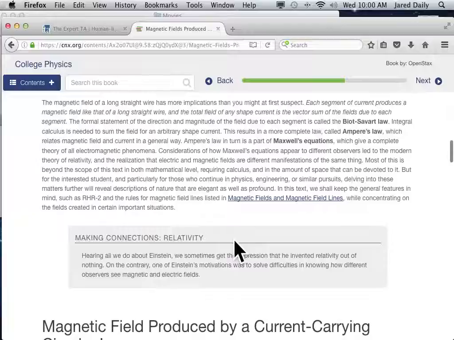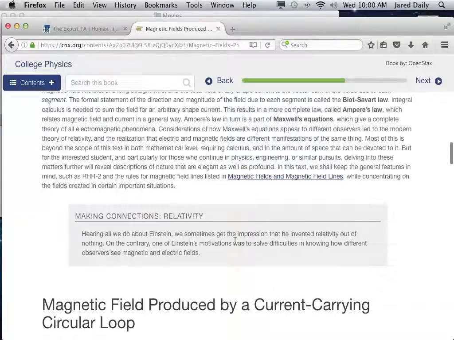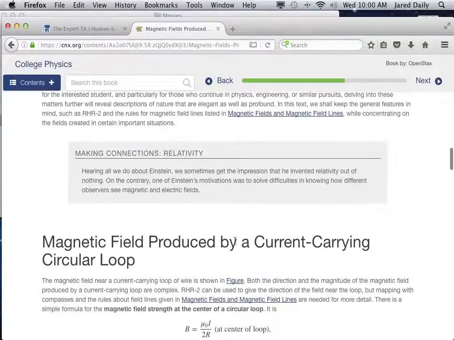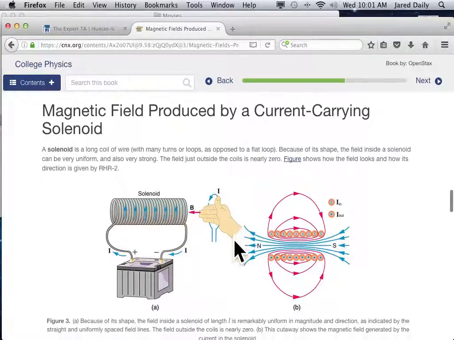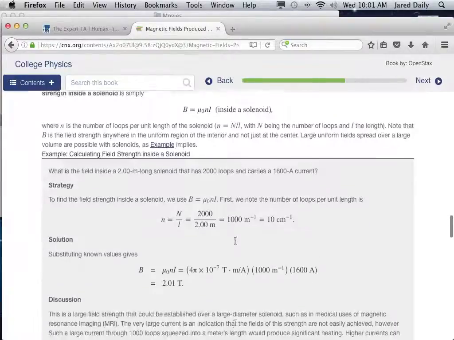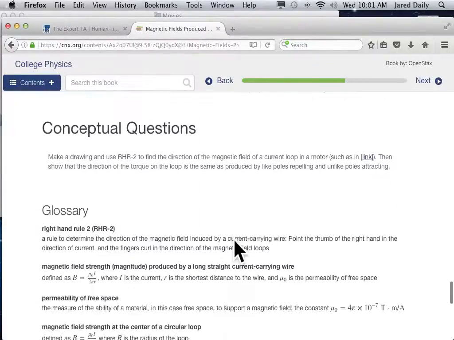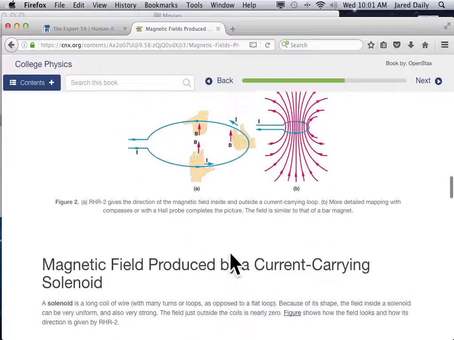So here is the first law, which we call Ampere's law. Ampere's law essentially says, well, they don't really say it anymore, do they? Not really.